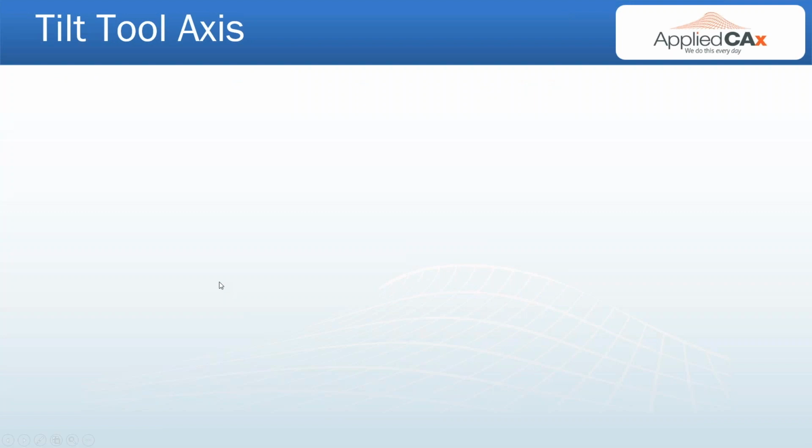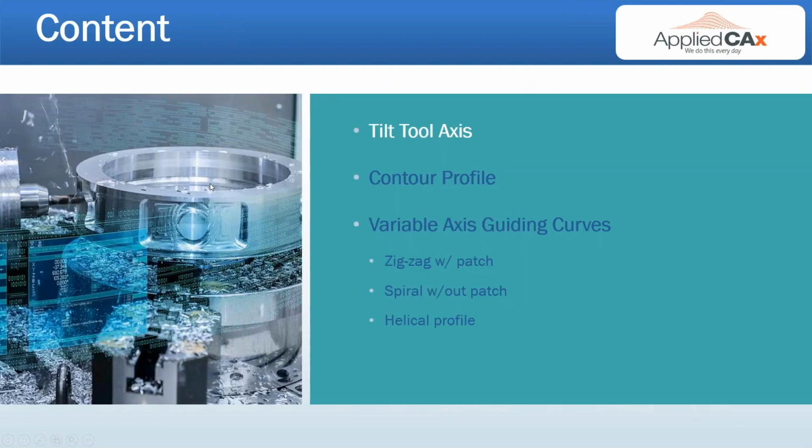So that's all I really have for the 5-axis and contour surfacing. Does anyone have any questions about any of these examples?